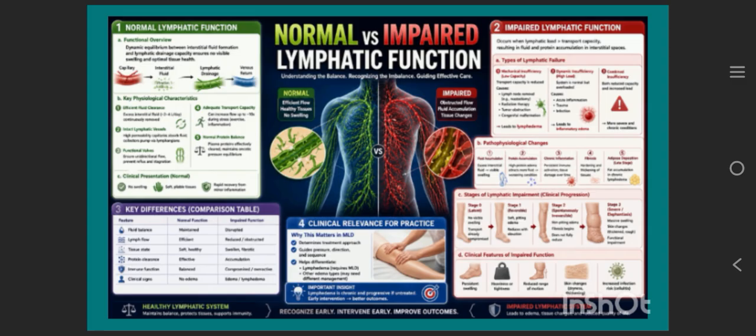Summary regarding this topic: normal lymphatic function maintains fluid and protein balance through efficient drainage and transport. Impairment occurs when the system is overloaded or damaged, leading to fluid accumulation, inflammation and progressive tissue changes, clinically presenting as edema or lymphedema.